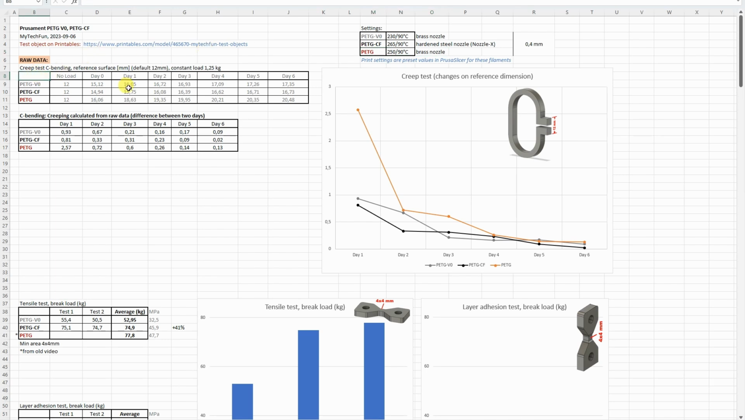The creep test, and these are the measured data, the distance between two reference surfaces. And what we need is actually the difference between 2 days. This is visible on this table and on this graph. And we can see that on the first day we have a lot of creeping of the regular PETG, but later it stabilized.